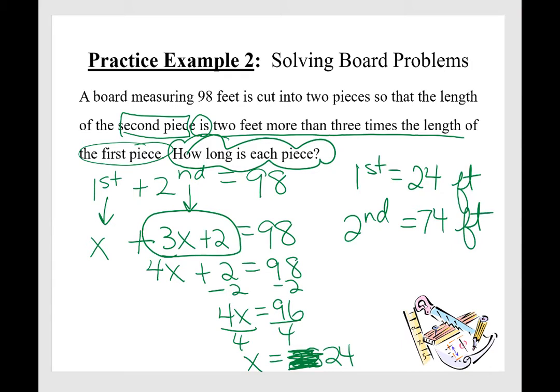Okay, so at this point, stop. When you add these two pieces up, they should add up to 98. So 4 plus 4 is 8. 2 plus 7 is 9. Okay, so they do add up to 98, so we're good. So that is my final answer right there. The first piece is 24 feet, and the second piece is 74 feet.